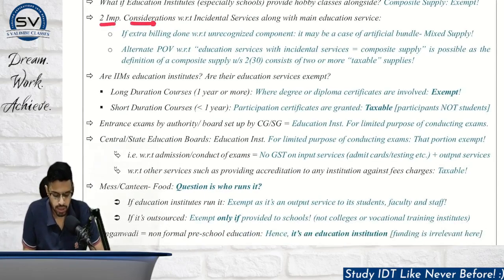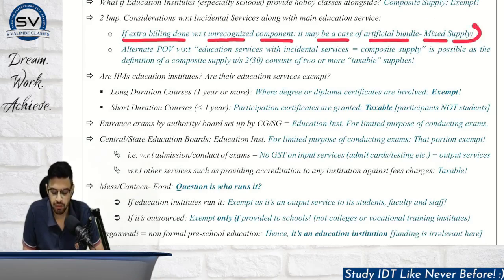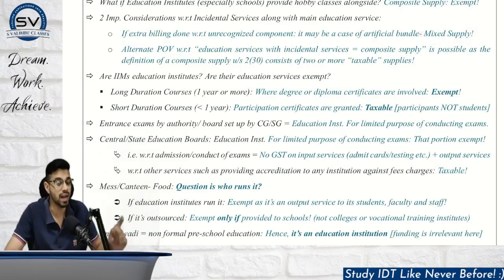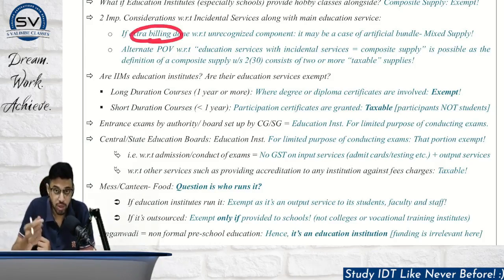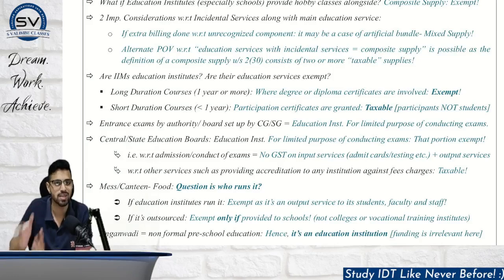Two important considerations with respect to incidental services along with the main education service. If there is some extra billing done with respect to an unrecognized component, it may be a case of artificial bundle, mixed supply. Basically, it is an indicator that it is a mixed supply. Or let's take an example of the college, right? It is providing one part which is recognized by law, and there is some unrecognized component which is not recognized by law, and there is some extra billing done, meaning some extra amount is being collected. It clearly shows that this is a mixed supply.